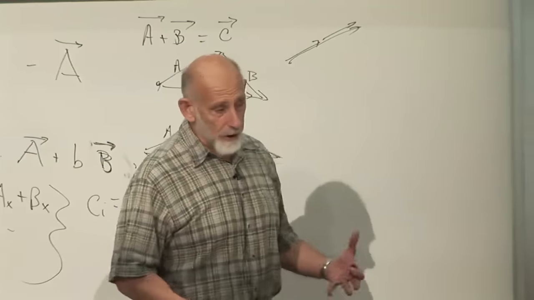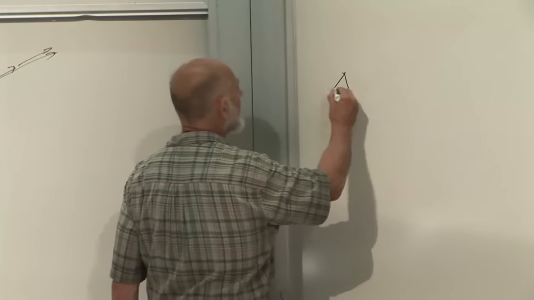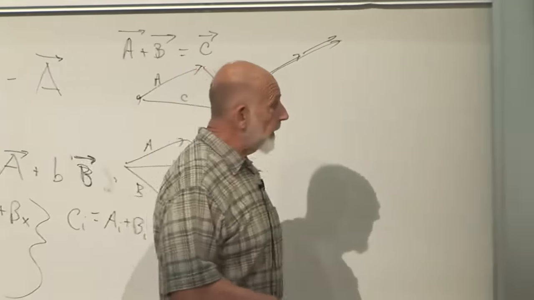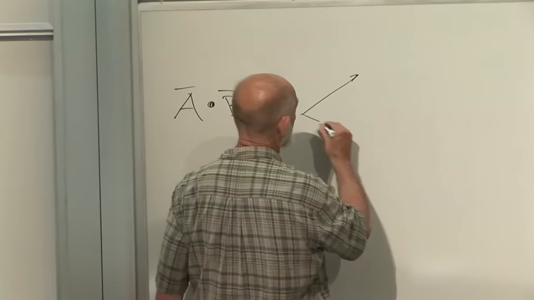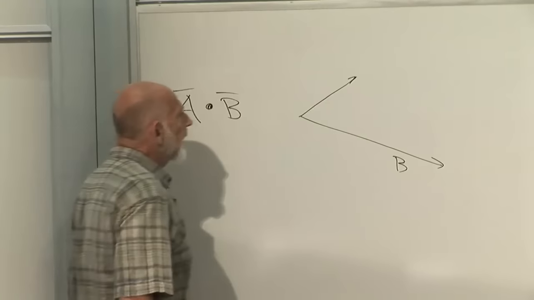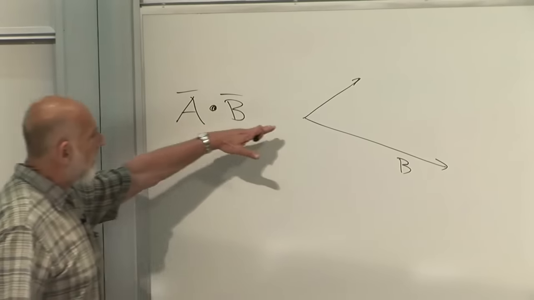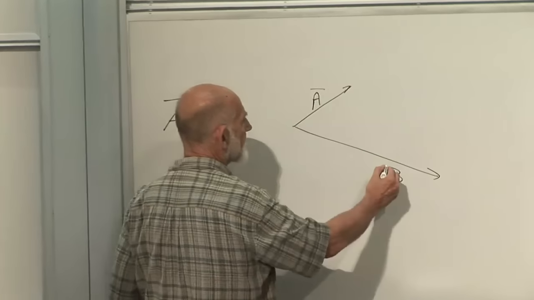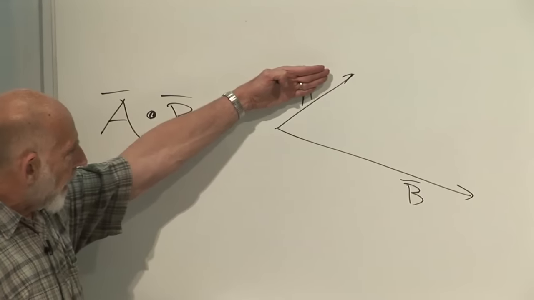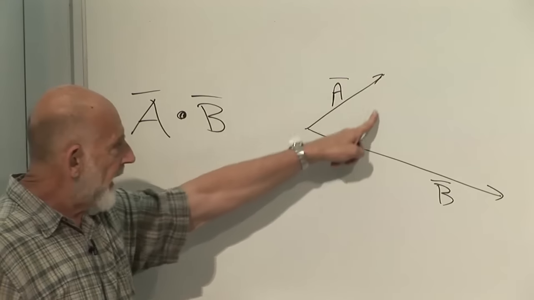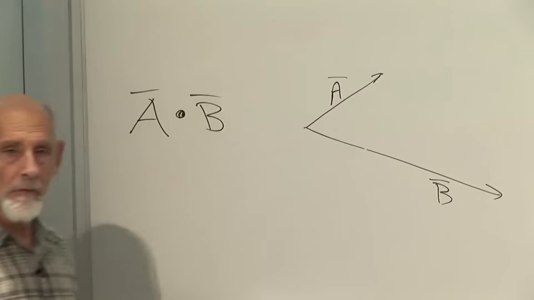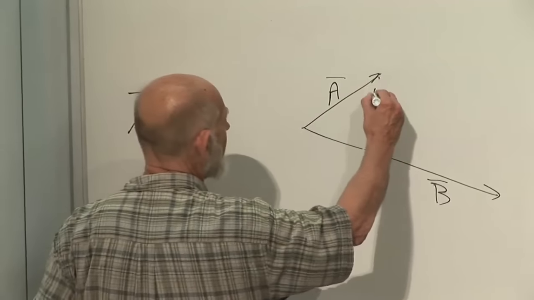So one definition of the product of two vectors is called the dot product. Let's talk about the dot product of two vectors, A dot B. A dot B is defined in the following way. You take A, you take B, and now you think of the component of A along the axis of B. What does that mean? That means you drop a perpendicular from the end of A to the axis, not to the x-axis, not to the y-axis, not to the z-axis, but to the axis defined by B. So you drop a perpendicular.